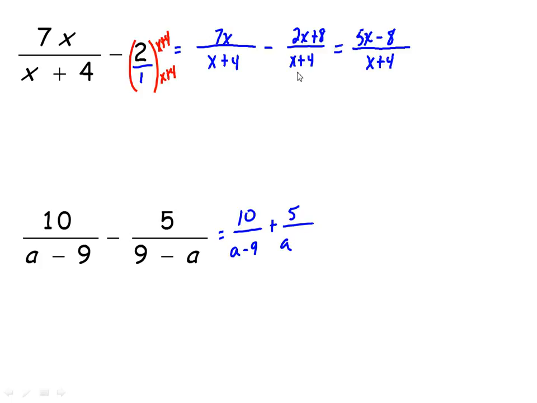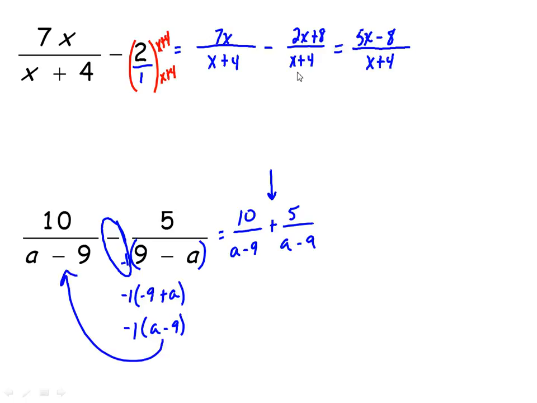And again, all we've done is we factored out a negative 1 here. Well, if you multiply negative times a negative, what do you get? Negative times a negative is where that positive comes from. Okay? But if you factor out a negative 1, what you get is negative 9 plus a. Well, if we write it in descending order, you can see that your denominators are the same. And then if you multiply negative times negative, you're going to get a plus.